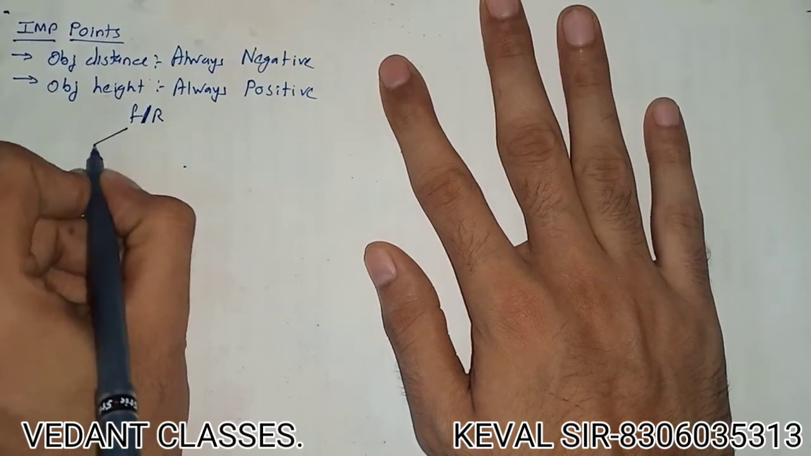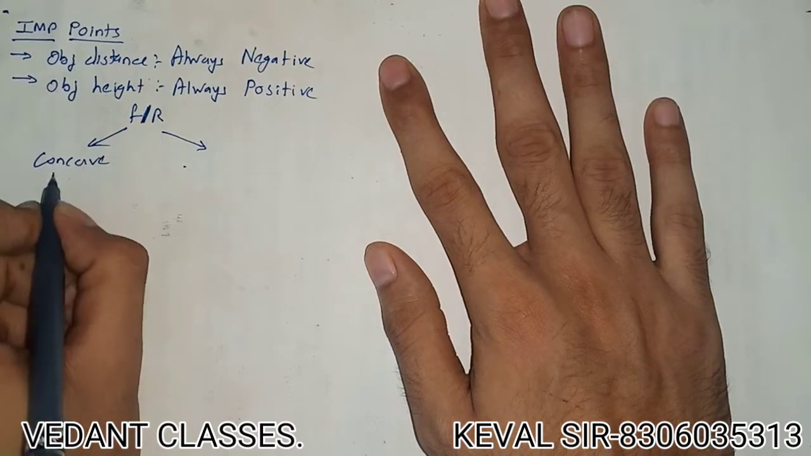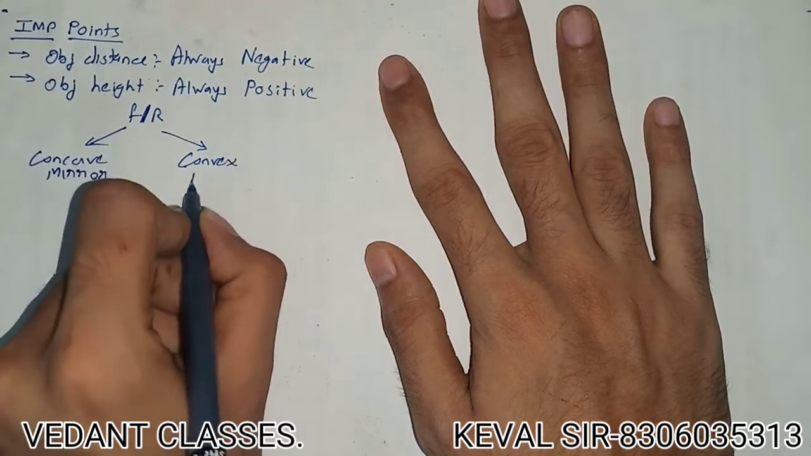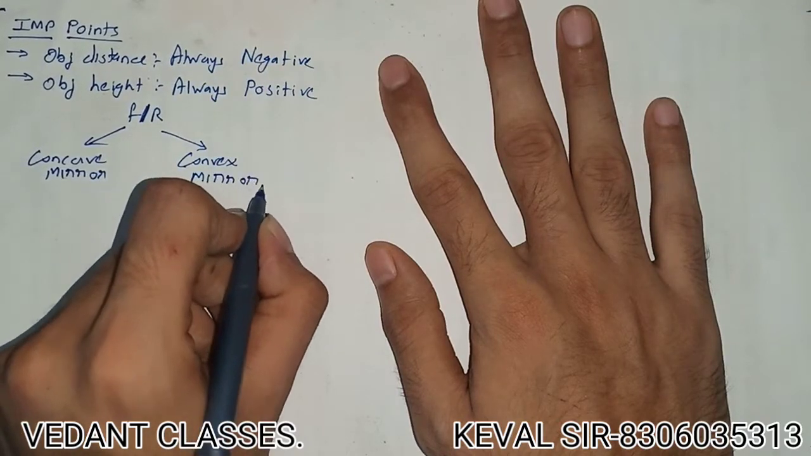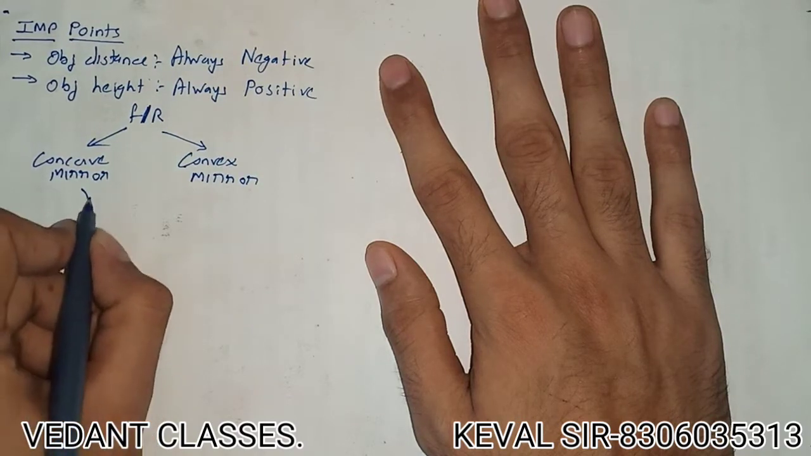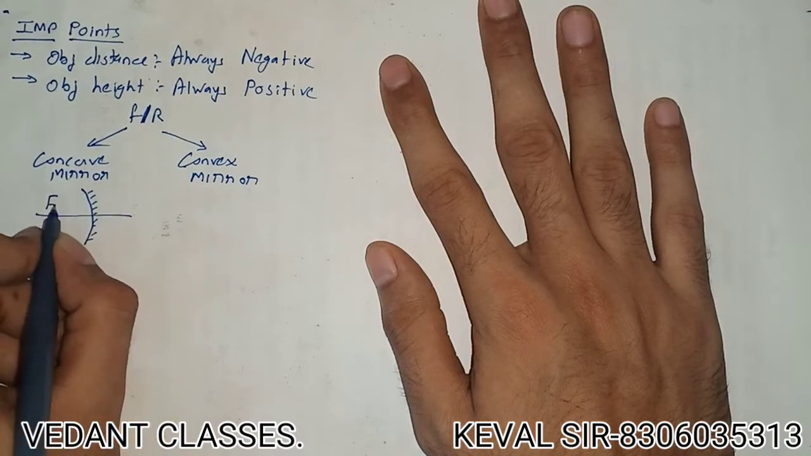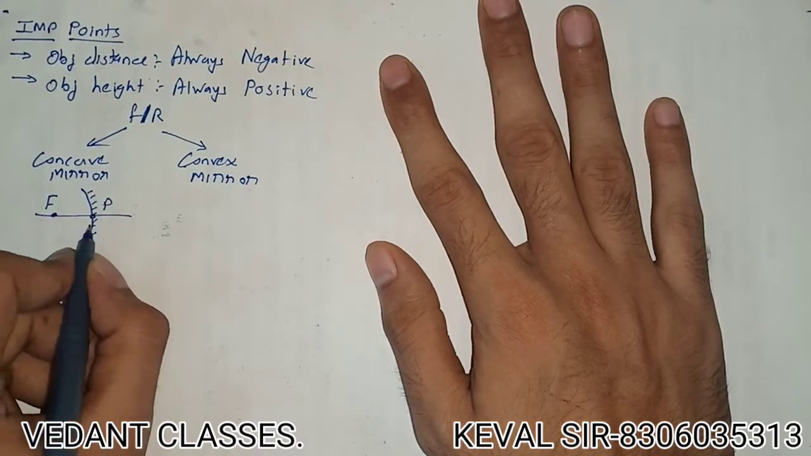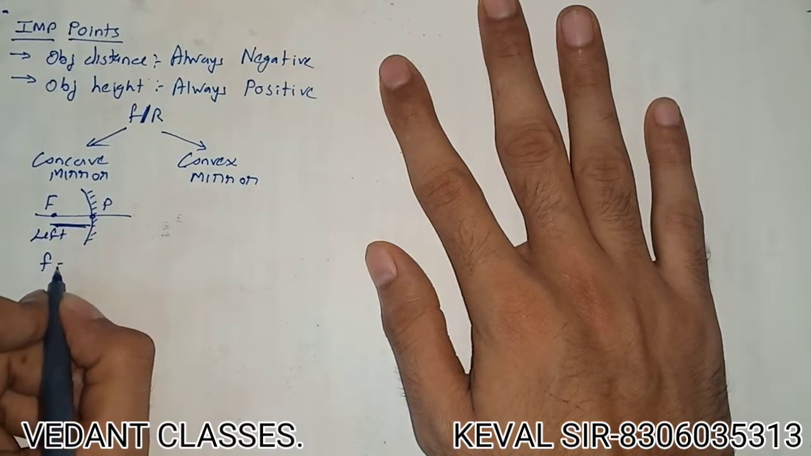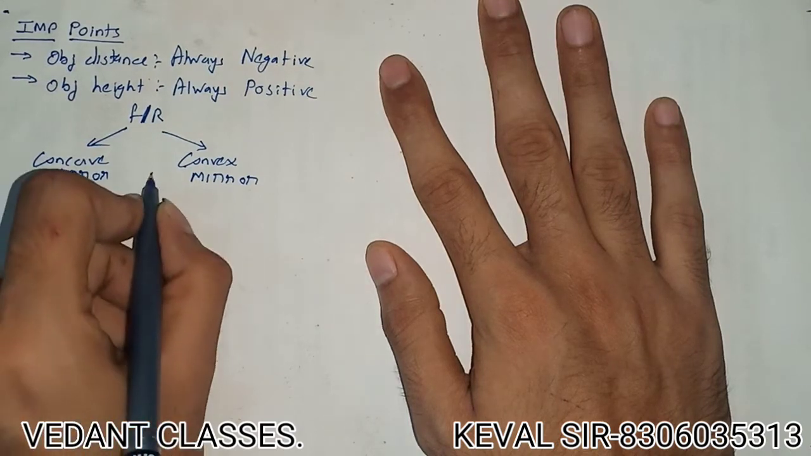Okay, so for the two different mirrors, for concave mirror and for the convex mirror, let's see the different cases. Now see, in the case of concave mirror, the mirror is like this, and you can see that focus is here and pole is here. So you can see that focal length is on the left side, so you need to consider F negative and R also negative in this case.